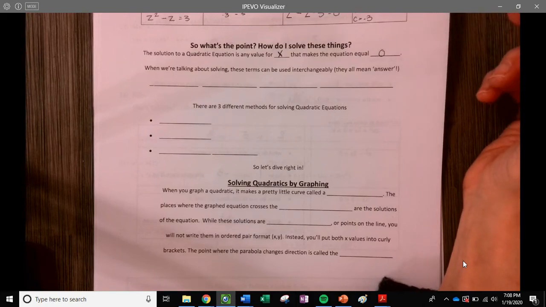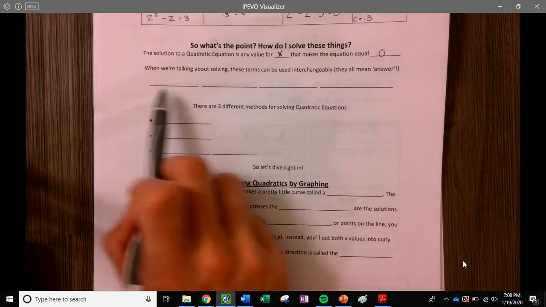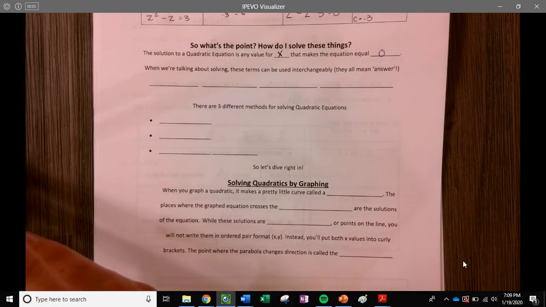So when we're talking about solving, this is critically important. Get out your highlighters and highlight this whole section, because I guarantee if you have a quiz or when we have our unit test on the 31st, you will be asked this question, because we are going to use these terms interchangeably in class, and you cannot be wondering what the heck is she talking about.